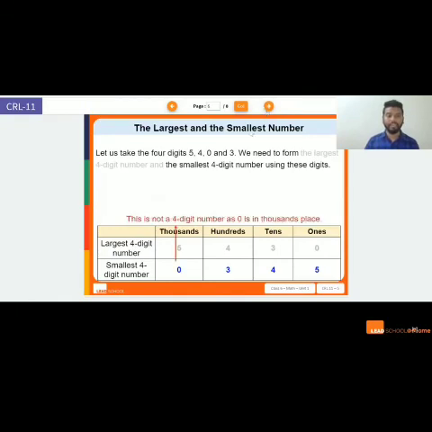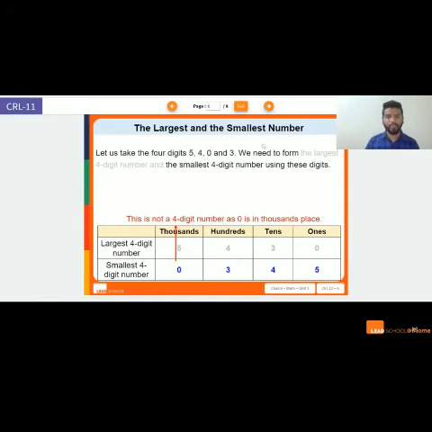Let us take 4 digits 5403. We need to form the smallest 4-digit number. According to that logic, we made the lowest digit into the highest place and other numbers in ascending order. Unfortunately, we wanted to make a 4-digit number. When 0 has no place value, 0 has no value, then it becomes a 3-digit number. 345 is a 3-digit number.